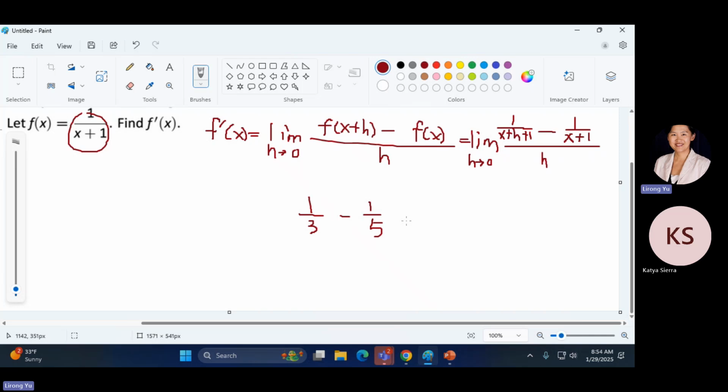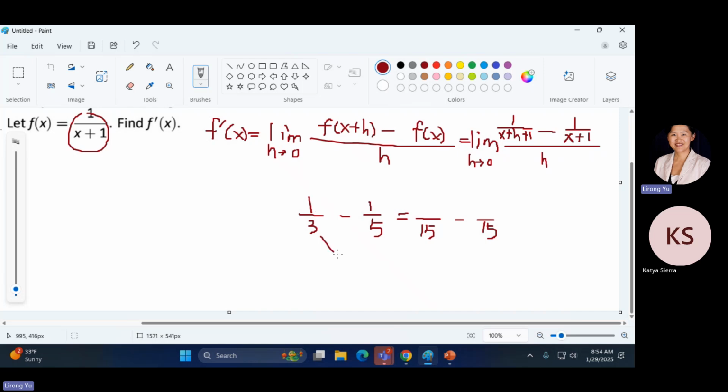Anyone know how to do the subtraction? Denominator, which is 15. So we will do common denominator. We want both of these fractions to have the same denominator, so we go 15 here and then 15 there. Common denominator will be 15.